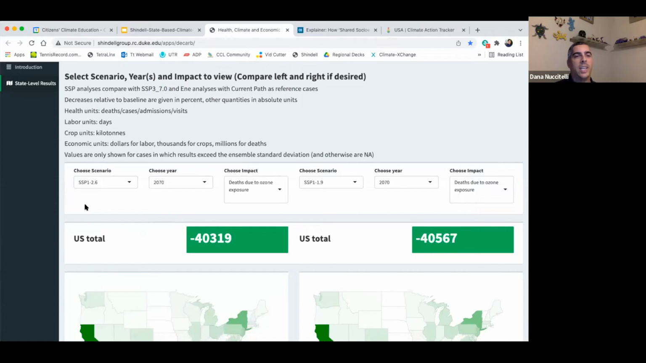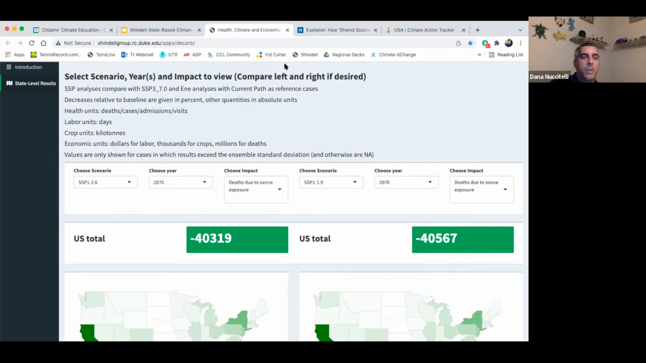2.6. So again, SSP1 means we're trying to be green and climate conscious. And the 2.6 number is a scenario that's consistent with the Paris 2 degrees Celsius pathway. So basically what the United States does in that scenario is enough to do our share of the Paris Agreement, meeting at least the 2 degrees Celsius target. And that's basically the scenario that we're on track with right now.